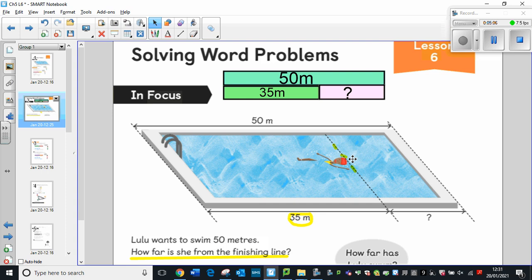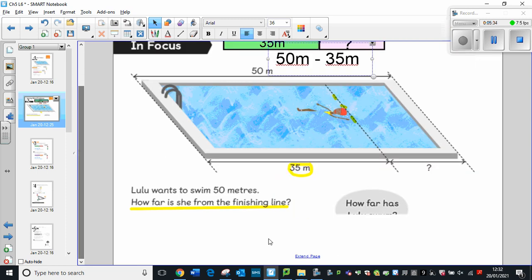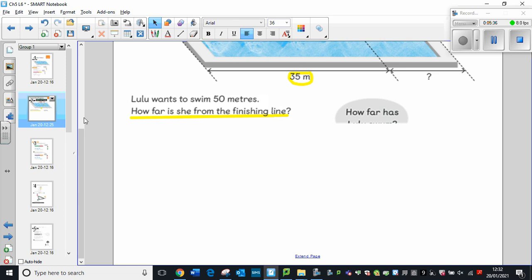Right, now that you're back, let's have a look. So, because this is the information that we're missing, okay, the bar model is actually showing us a subtraction question. It's showing us 50 meters, take away 35 meters, which would then tell us how much further she's got left to swim. So we need to do 50 take away 35. Okay, now there's a few ways that we can do that. 50 take away 35. So I'm going to bring that down here.